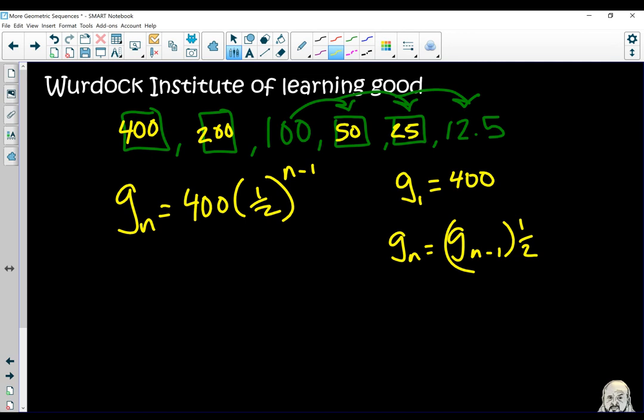So one more time, it depends on what they ask you. If they ask for explicit, this is how you write it. If they ask for recursive, this is how you write it.